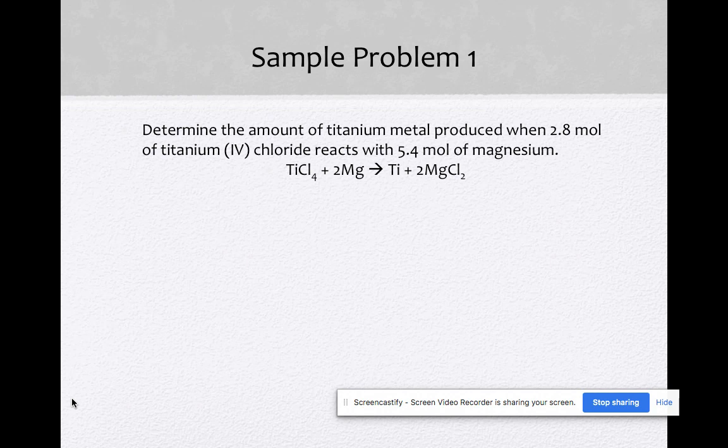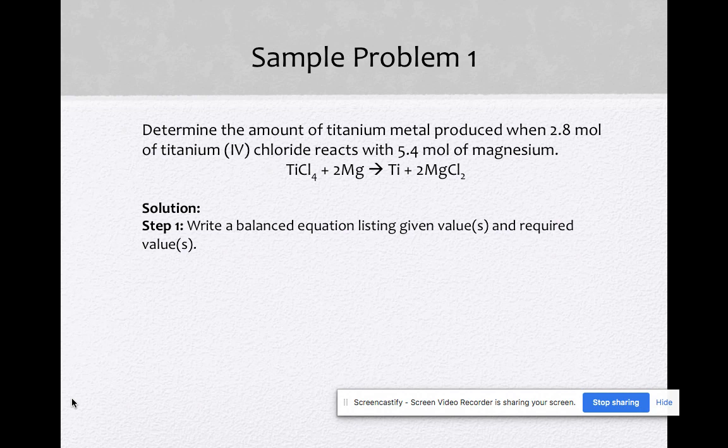So in this question, it asks, determine the amount of titanium metal produced when 2.8 moles of titanium(IV) chloride reacts with 5.4 moles of magnesium. And we're given a balanced equation showing TiCl4 plus 2Mg yields Ti and 2MgCl2. Like any problem, we're going to break this down using modified graphs. And our first step is to rewrite the balanced equation and write out the information that we're given.